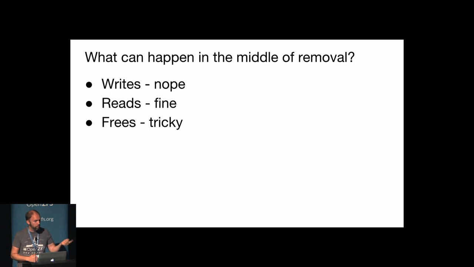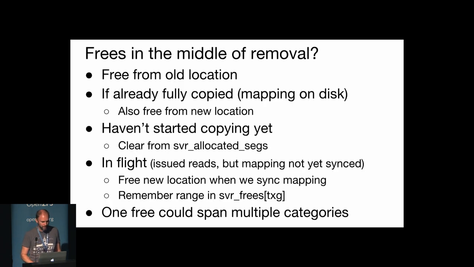Reads just work fine, because we can read them from the old location, which is still what it always was. In theory, we could read some of them from the new locations, but for simplicity we just read from the old location. But what about frees? Remember, we've allocated new space for some of it, but not all of it. So what if we need to do a free in the middle of a removal? First, we can free it from the old location. We know that is not needed anymore.